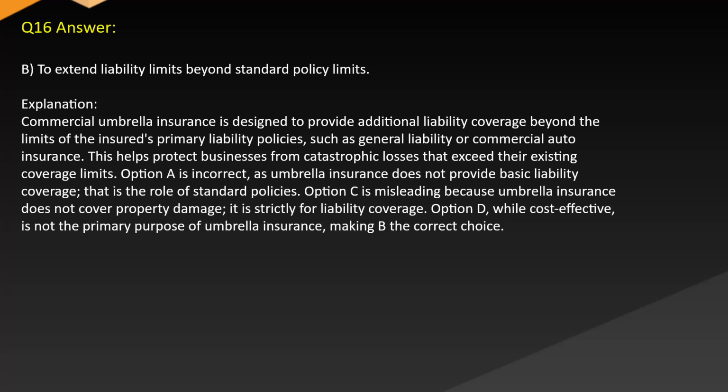Option A is incorrect, as umbrella insurance does not provide basic liability coverage; that is the role of standard policies. Option C is misleading because umbrella insurance does not cover property damage. It is strictly for liability coverage. Option D, while cost-effective, is not the primary purpose of umbrella insurance, making B the correct choice.